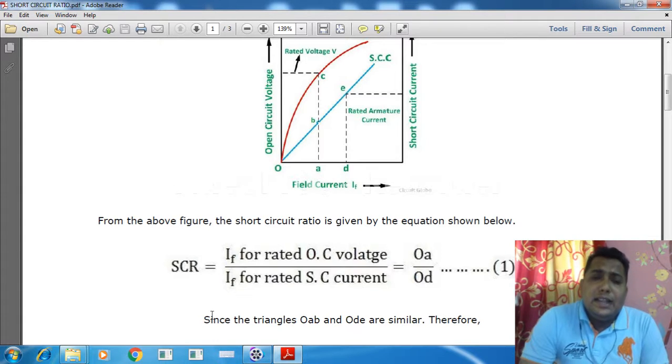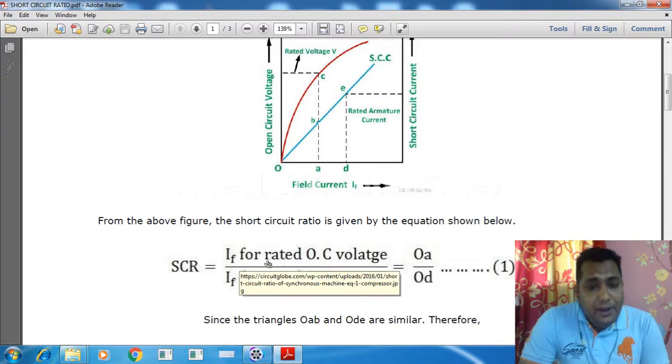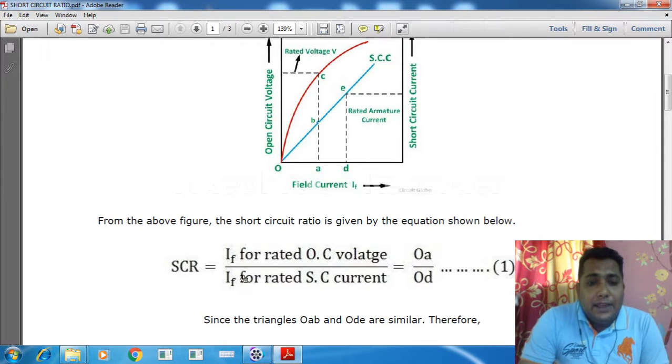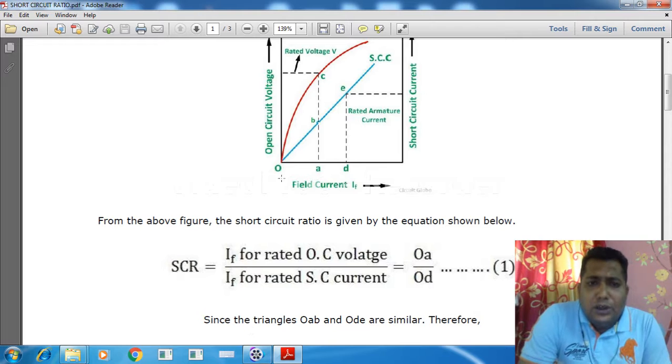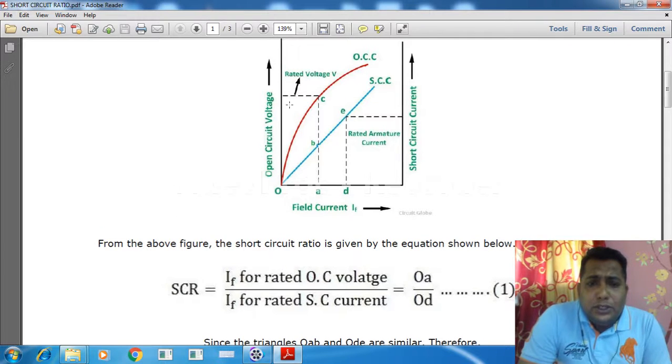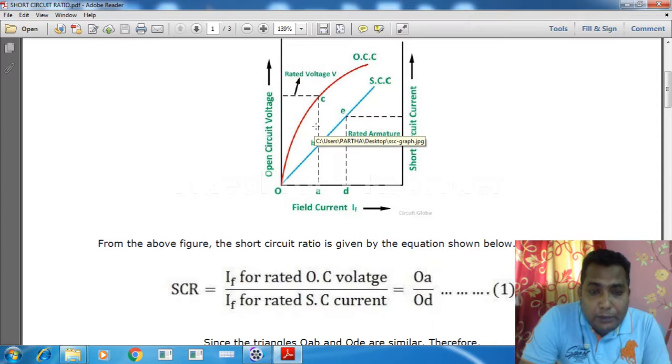So what is SCR? This SCR is the IF for rated OC voltage and the IF for rated SC current. OC is the open circuit voltage, and SC is the short circuit current. Now again coming to this particular figure, this voltage is the rated voltage and this current is the rated armature current. Corresponding to the rated armature terminal voltage, follow my pointer very carefully, there is a corresponding field current.